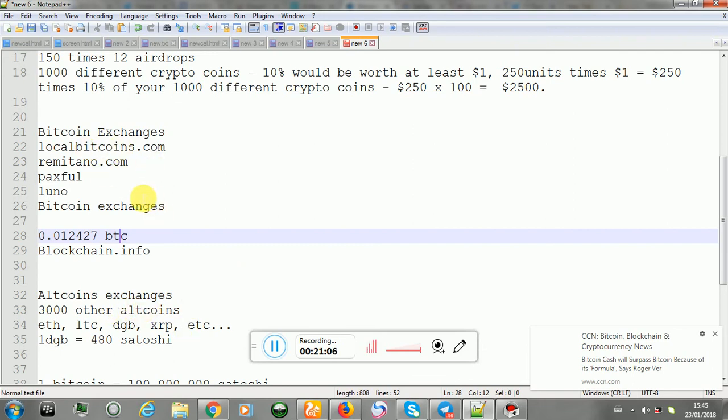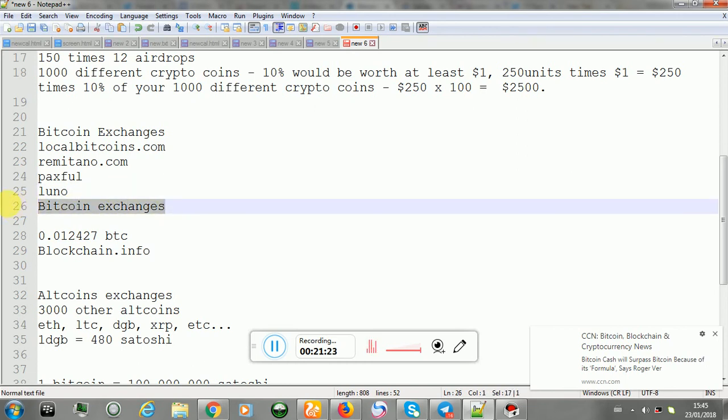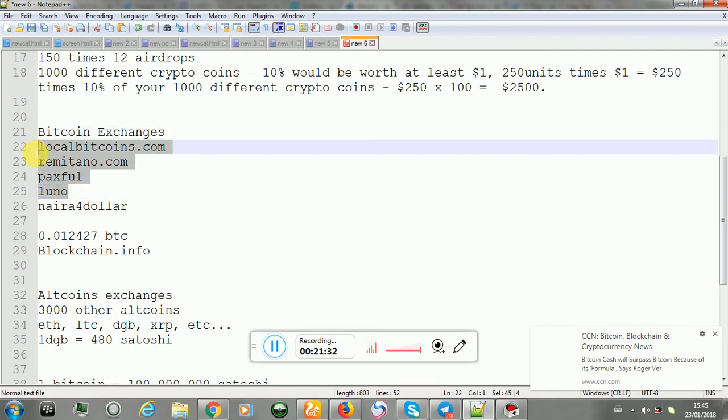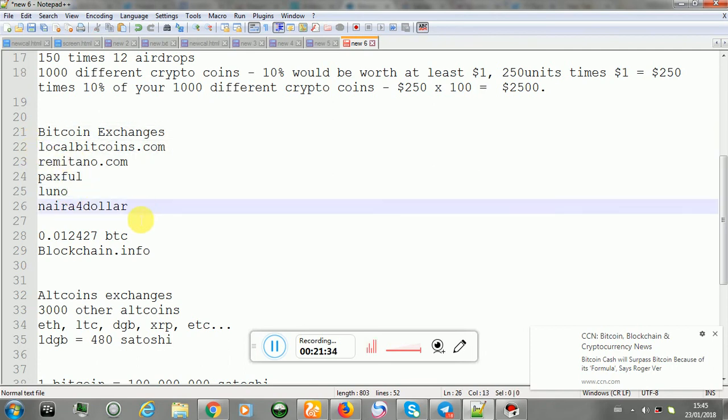Okay, before I move to altcoins, let's look at other examples of where you can buy your Bitcoins. You can buy your Bitcoins from remitano.com. You can buy from Passbook, you can buy from Luno, you can buy from Bitcoin exchanges. Sorry. You can buy from Luno. You can also buy from Naira for dollar. There are so many of them, and I can only encourage you to take any of these top four. They are very, very okay.